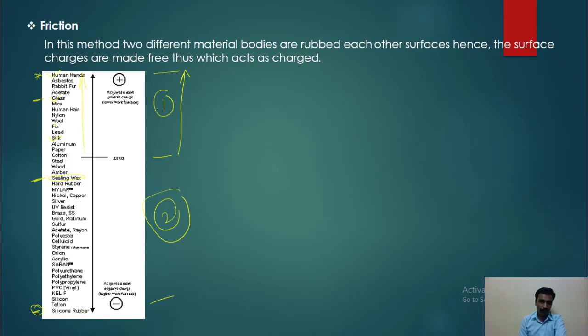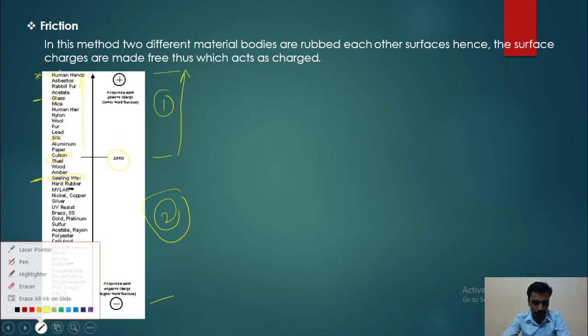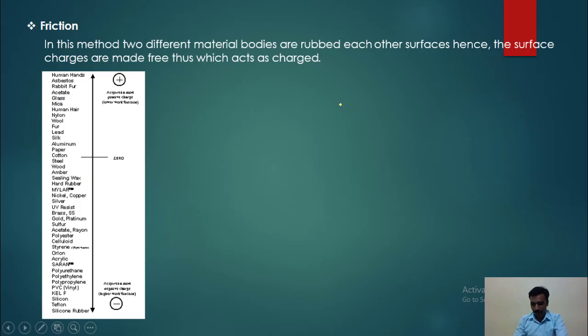Now another example: if you choose fur and silicone, and rub them against each other, what will happen? Fur will lose its electrons to silicone. Now silicone will become negatively charged and fur will become positively charged. Now what about the cotton? Cotton may have some charge after rubbing with paper or wool or amber, but very little, so it is negligible, and that's why we are considering it zero here. So check out the next video, which tells you about friction.